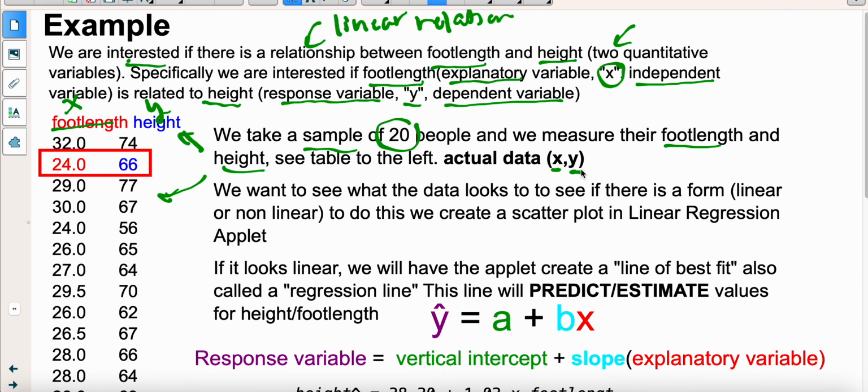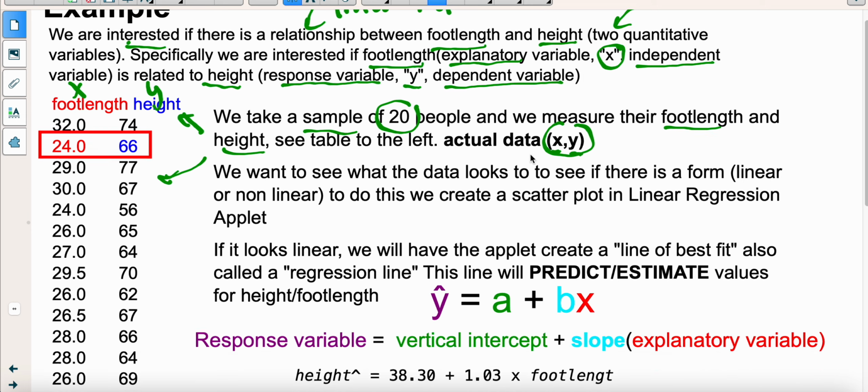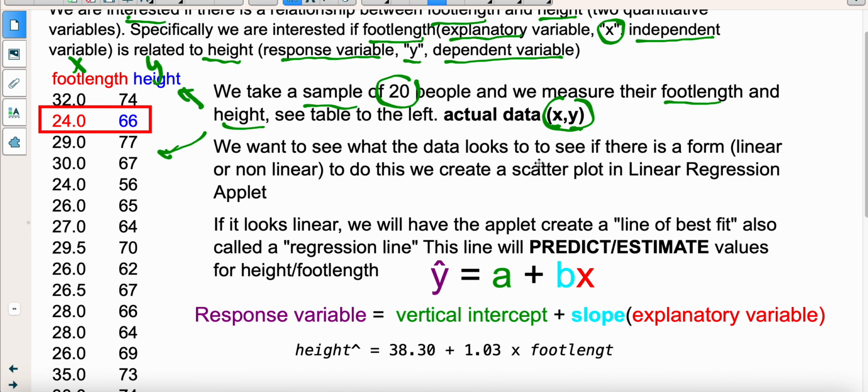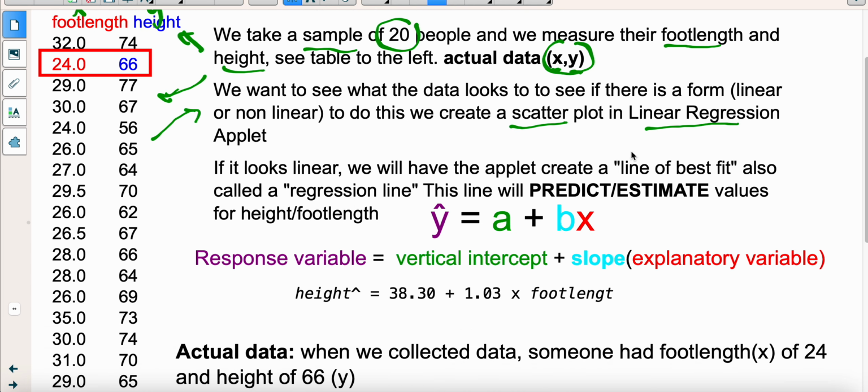All right, if you try to think of things in terms of X and Y, I think it'll help you out a lot when you try to solve these problems. Okay, so again, this is my X, this is my Y. Okay, so what did we do? We cut and pasted our data. We put it in the linear regression applet. We created a scatter plot. Okay, we had the tool calculate a line of best fit right here.